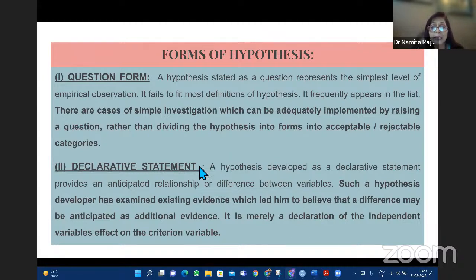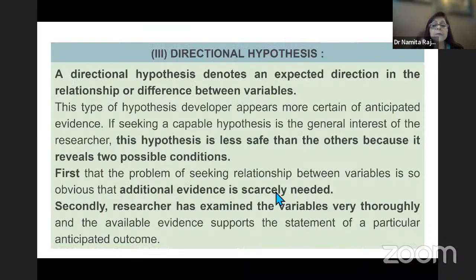So that means you declare any kind of statement. Then we have directional, unidirectional, bidirectional. A directional hypothesis denotes an expected direction, for example, that a fall in price will lead to a rise in demand. So there's a direction. This type of hypothesis developer appears more certain of the anticipated evidence.